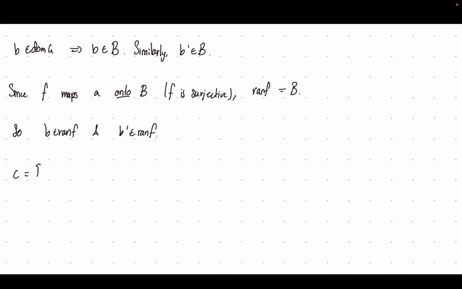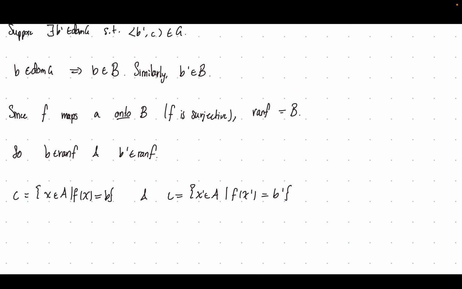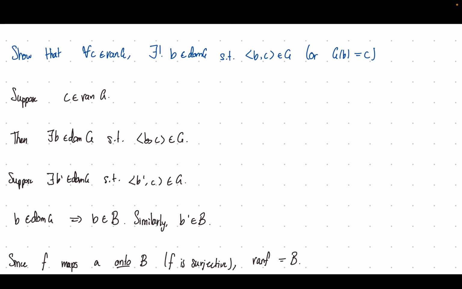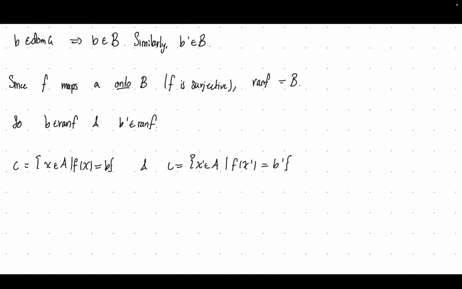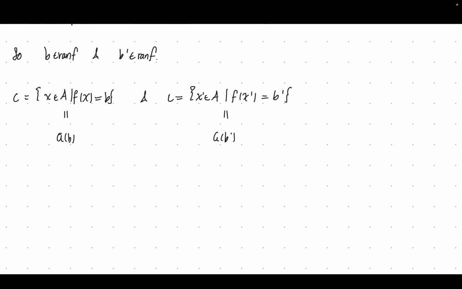Now c is equal to the set of x in A such that f of x is equal to b, and c equivalently is also equal to the set of x prime in A such that f of x prime is equal to b prime, because that is just how we define g of b and g of b prime. Right. So what does this mean?